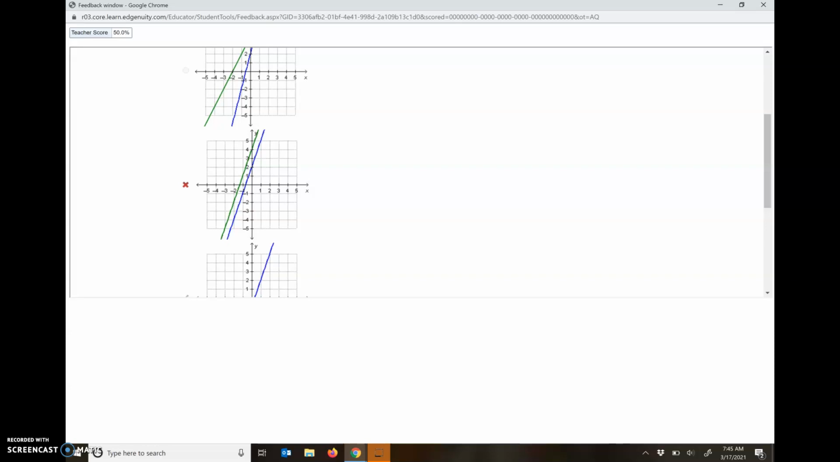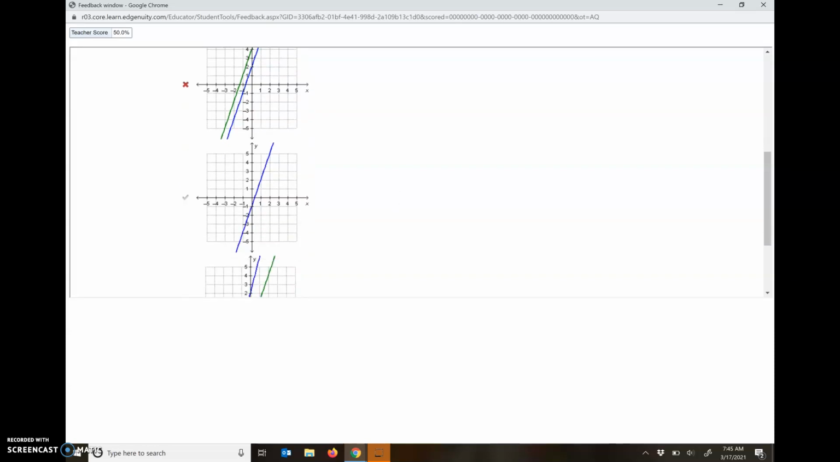This one here, this green and blue line, they're never going to touch. They have the same slope, so they're what we call parallel lines. And since they never touch, they're going to be no solution problems. So if they're ever asking you to find no solution problems, those are going to be the ones that are parallel and they never touch.